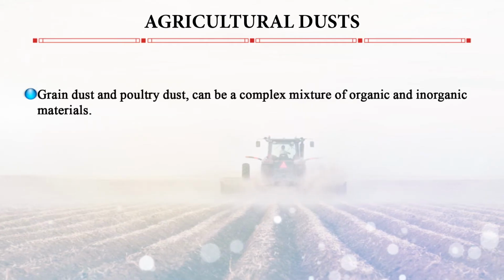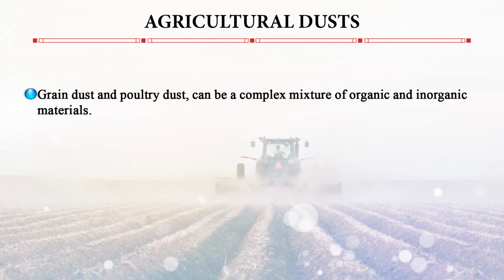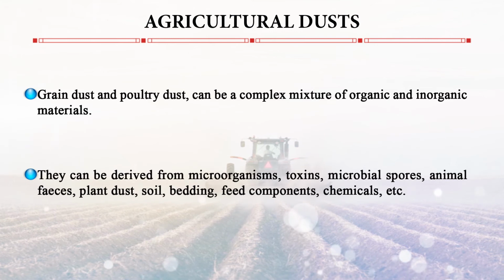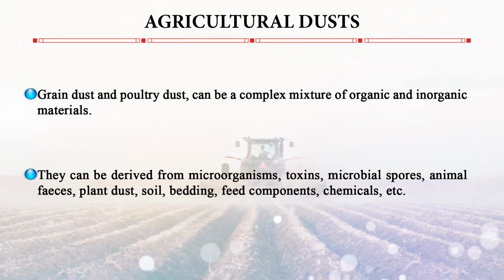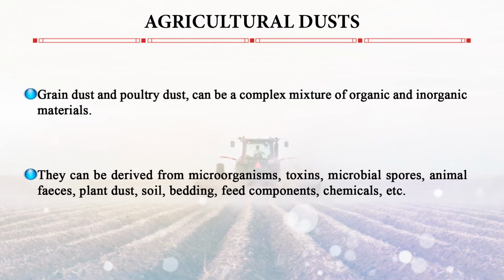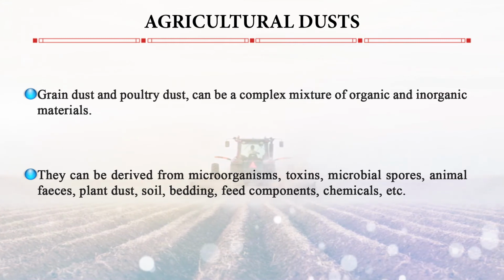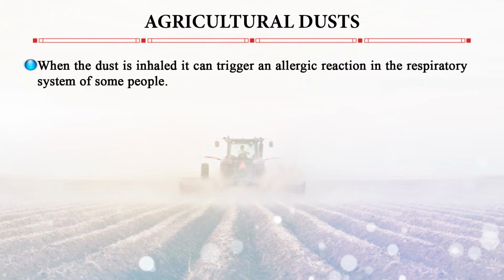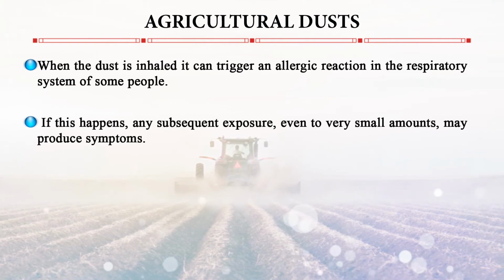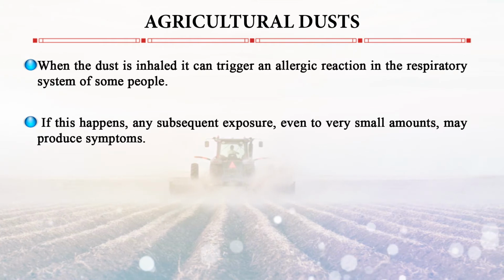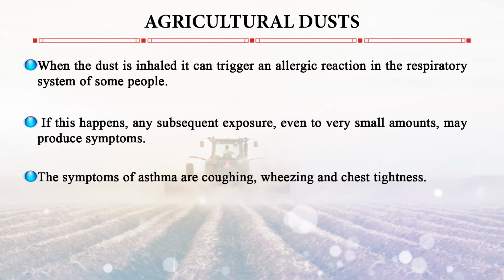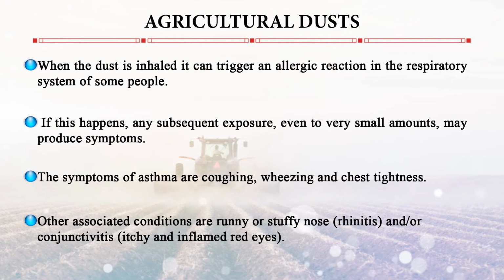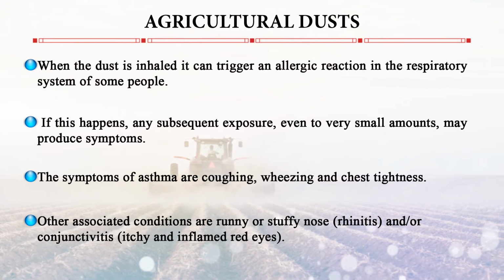Now, agricultural dust can come from grain dust and poultry dust, and it can be a complex mixture of organic and inorganic materials. They can be derived from microorganisms, toxins, microbial spores, animal feces, plant dust, soil, bedding, feed components, and also certain chemicals. So when the dust is inhaled, it can trigger an allergic reaction in the respiratory system of some people, and sometimes subsequent exposure, even to a small amount, may produce symptoms. The symptoms are normally asthma, coughing, wheezing, chest tightness, and other conditions include runny nose, stuffy nose, that is rhinitis, and conjunctivitis, which causes itching and inflamed red eyes.